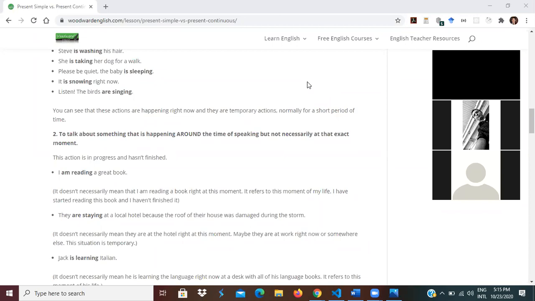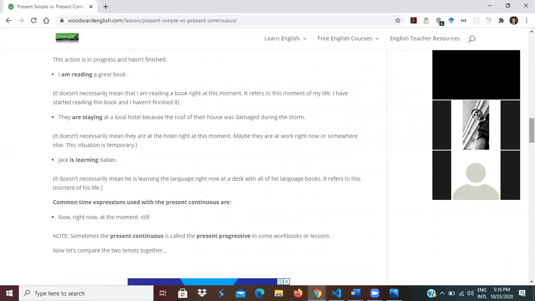Another one. Jack is learning Italian. In this case, it is something that is happening in a period of time also. It is an action in progress. I'm going to change Jack and the language, and I will say Arabia is learning English. How long? Maybe she will be learning English for a year, 2 years, 4 years, and it is an action that is in progress.